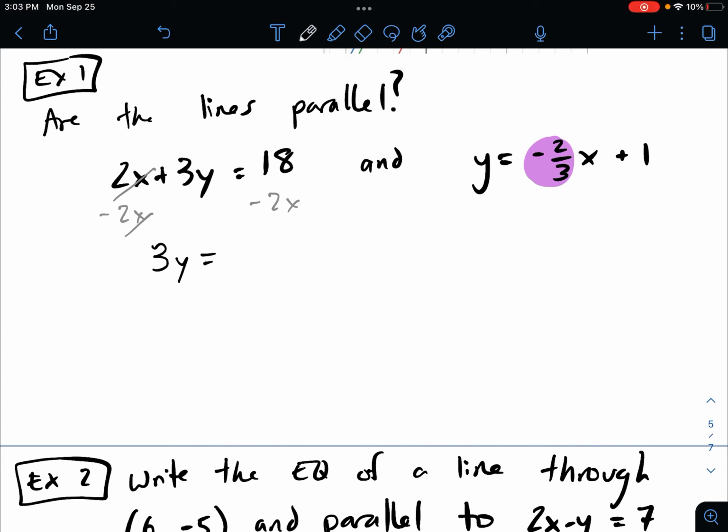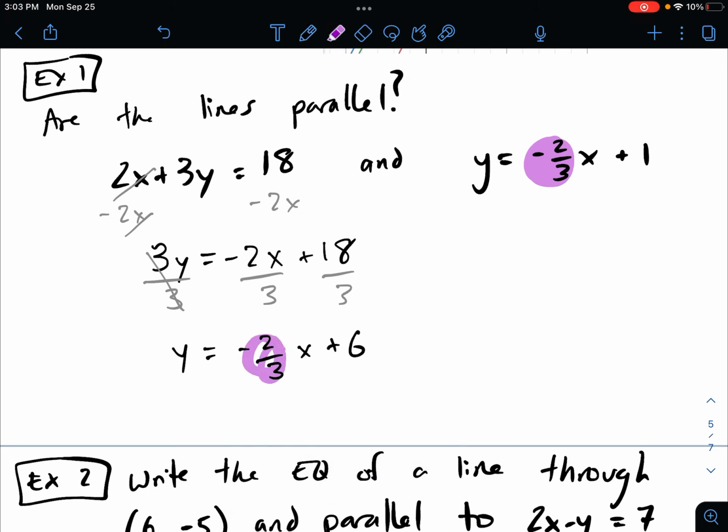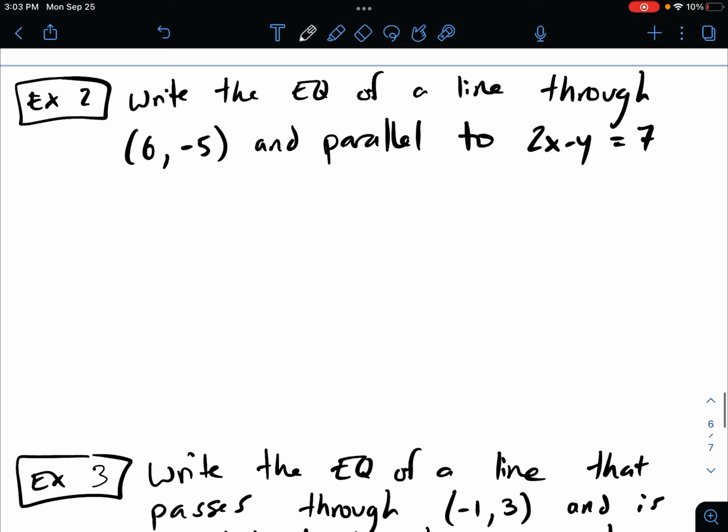That's going to give me 3y equals -2x plus 18. And then if I divide both sides by 3, we should see already that we are going to get a parallel line. The reason why is that once I simplified all this, we can see that the slope is also -2/3. So because these are the same slopes, we know we're 100% sure that yes, they are parallel. If those two values were different in any way, if one was positive or negative, the answer would be no.